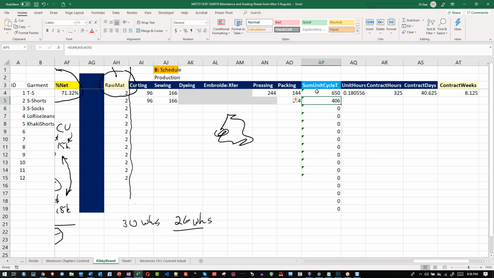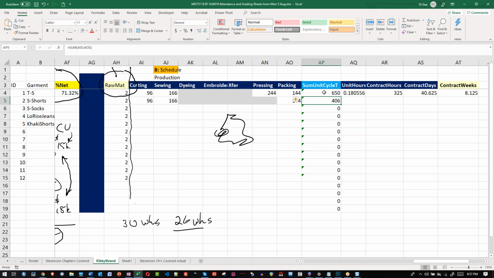So every t-shirt took 650 seconds, and every sport short took 406. That's about 11 minutes, right? 60 seconds in a minute, so it's almost 660 seconds. That's like 11 minutes.